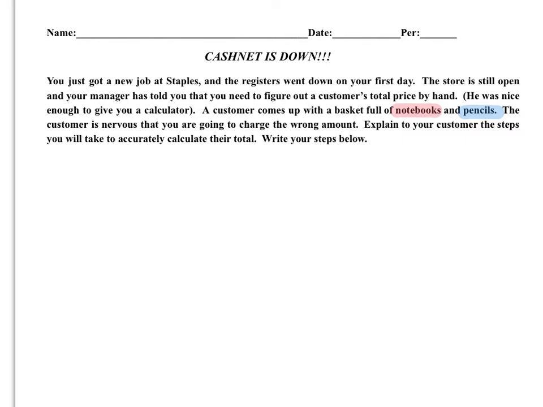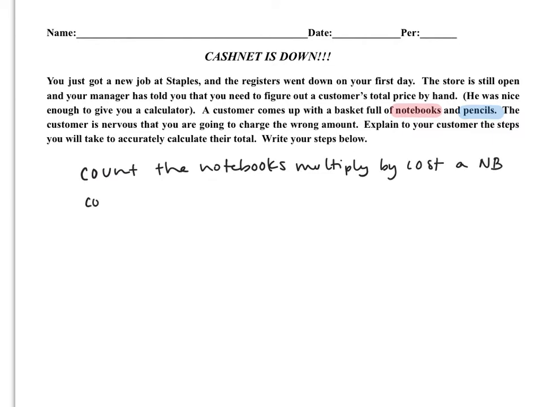So what you would probably say to the customer is that first you would count the notebooks, and then whatever that number happened to be, you would multiply that by the cost of a notebook. And then you would do the same thing with the pencils. You would count the pencils, so find the number of pencils, and then multiply that by the cost of a pencil. And you would add the two together.